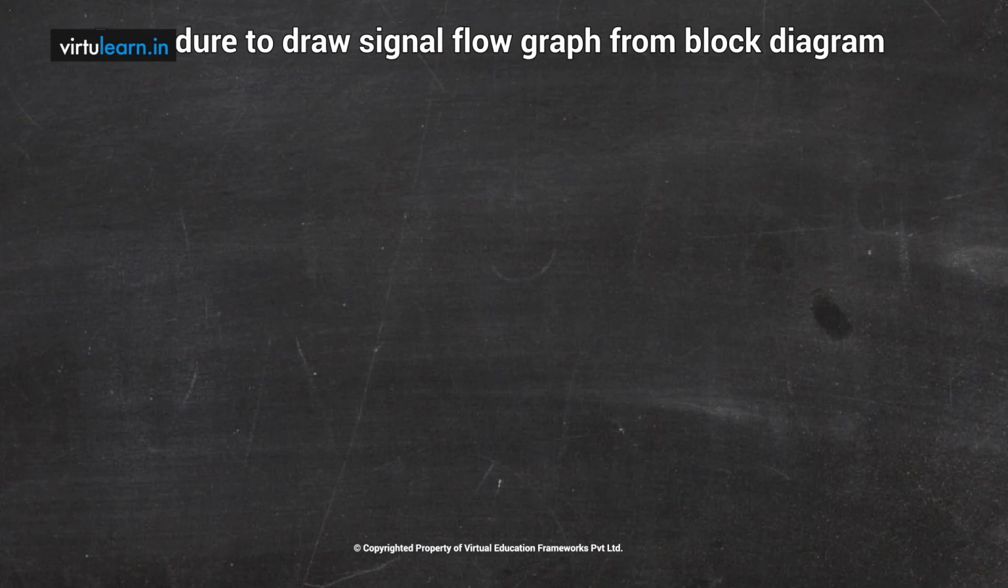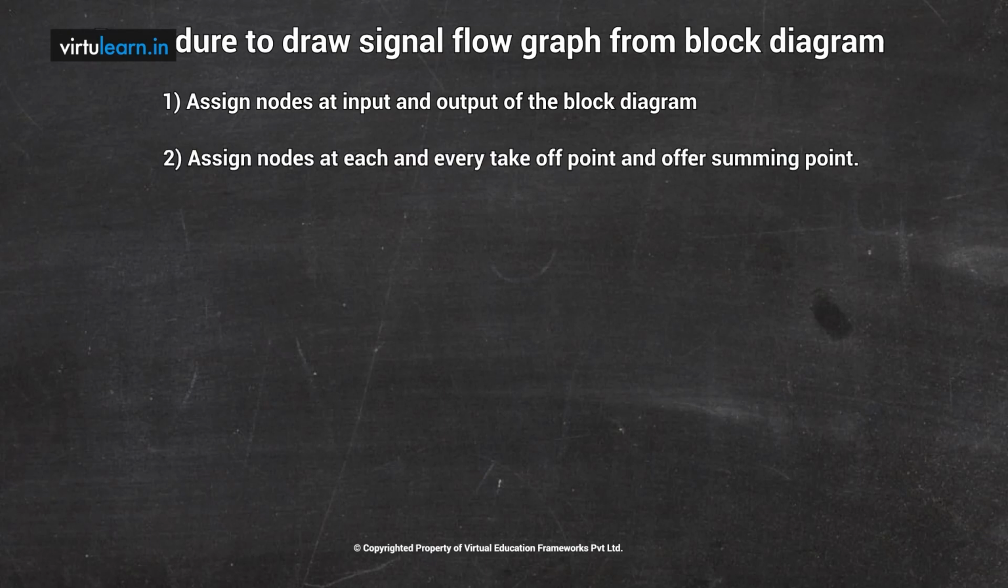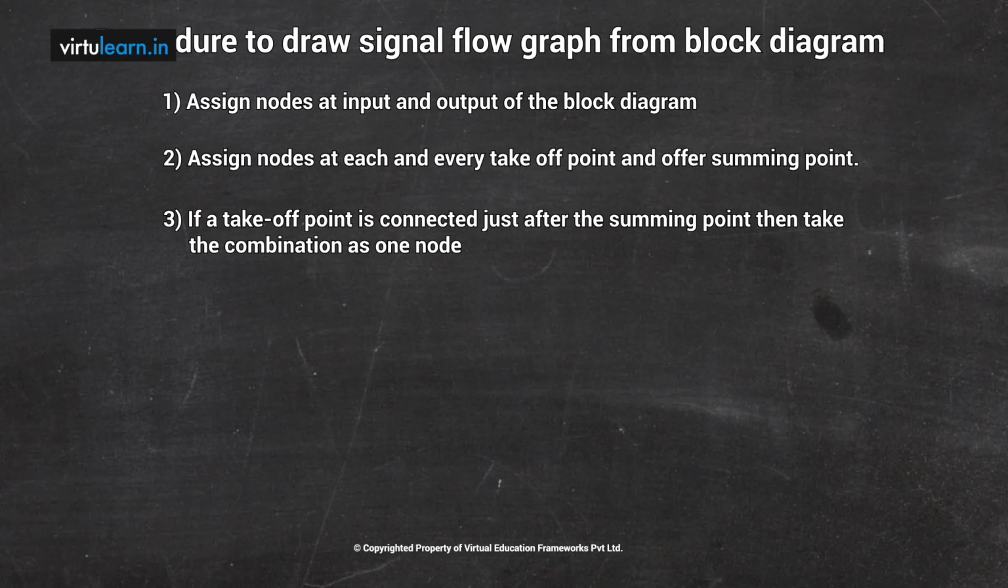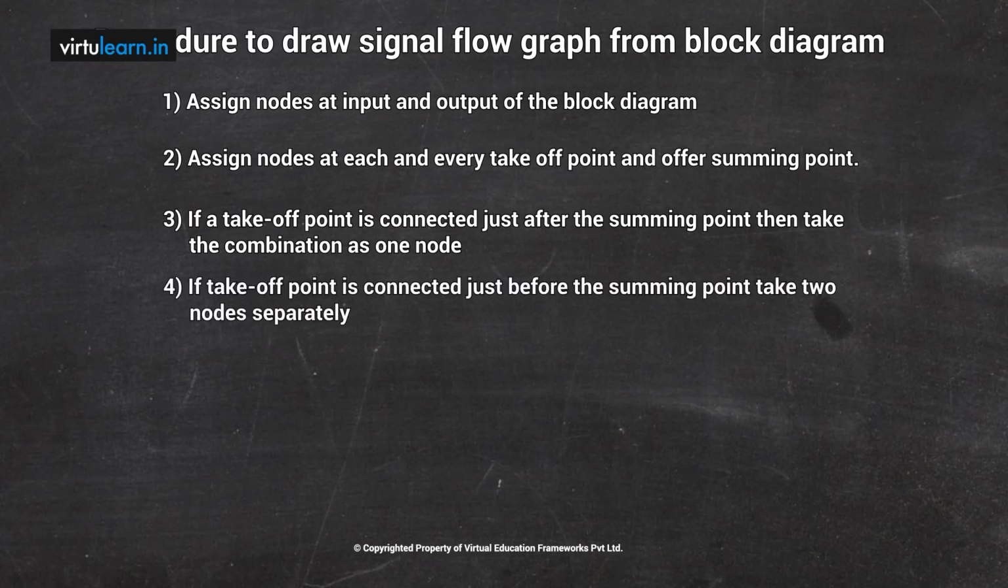Now step 1, assign nodes at input and output of the block diagram. So we have the block diagram, input is R of S, output is C of S. So input we assign one node and output we assign another node. Similarly, assign nodes at each and every takeoff point and after each and every summing point. Similarly, if a takeoff point is connected just after the summing point, then take the combination as one node. Or if a takeoff point is connected just before the summing point, take two nodes separately.